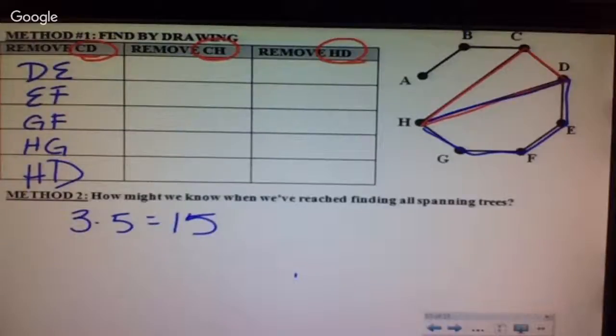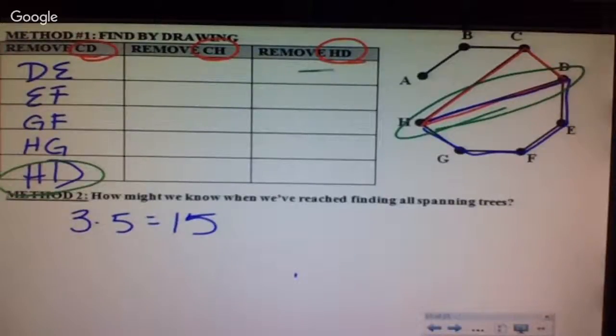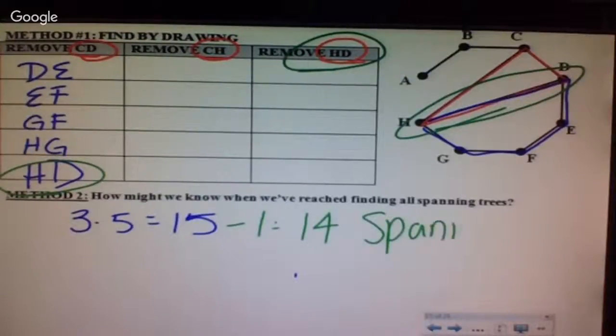There's one problem here. What's the difference between the last one we just did and this one? The 2 are connected by 1 line. I've got a line that they share in common. So to get rid of that, because we've counted it technically twice, I counted it here and I counted it here, all we do is subtract 1. So we have 14 spanning trees.